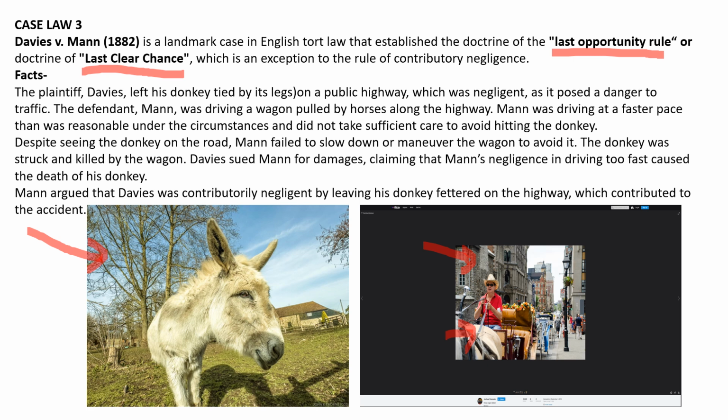Davis sued Mann for damages, claiming that Mann's negligence in driving too fast caused the death of his donkey. Mann argued that Davis was contributorily negligent by leaving his donkey fettered on the highway, which contributed to the accident. Fettered means two legs were tied with a rope.